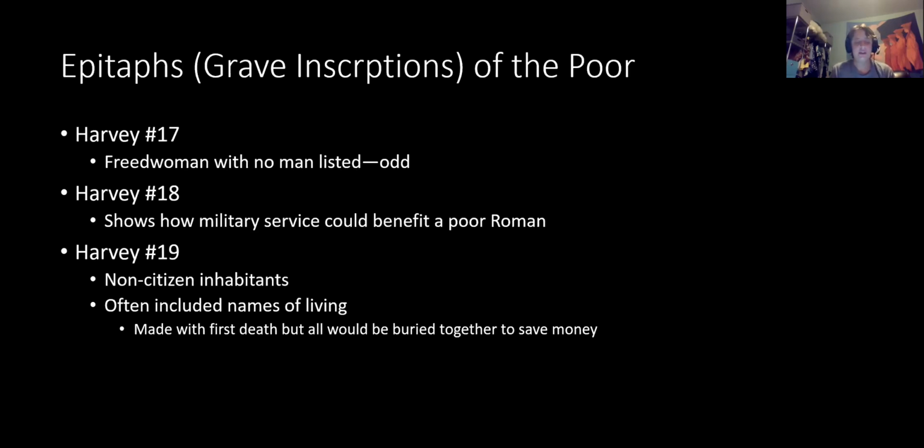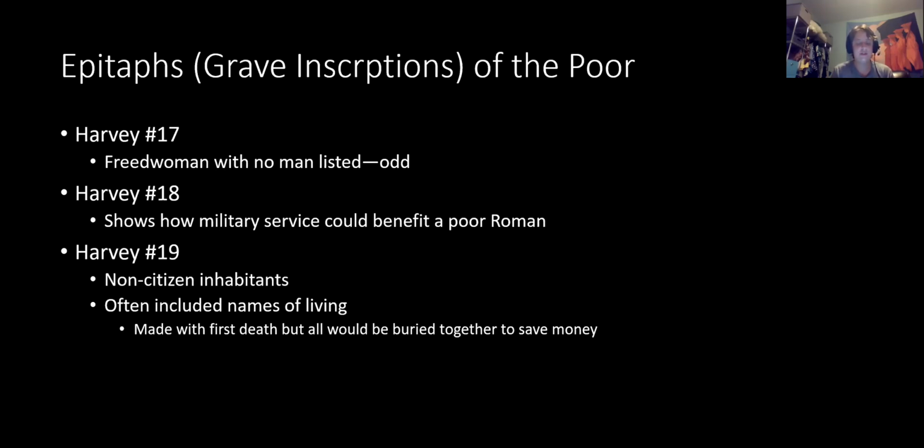Thanks to grave inscriptions, we do have some glimpse into the lives of the poor as they lived them. As I mentioned before, women of the lower classes had more freedom to earn a living than the upper classes, which the inscription in Harvey number 17 gives testament to. Because no man is named in her epitaph, she might have been a single woman supporting herself or her family after her husband died. Harvey selection number 18 shows how much military service could benefit a poor Roman.